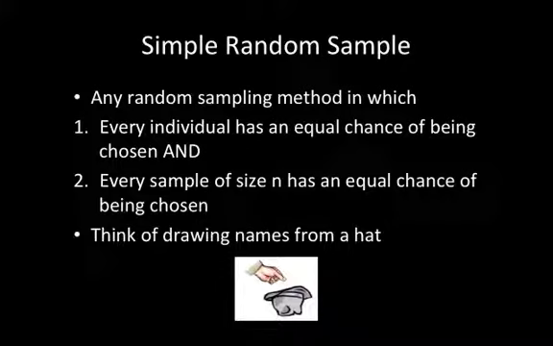They're thoroughly stirred, and then without looking, somebody reaches in, draws out an individual, and that individual becomes part of the sample. And then they mix up all the names in the hat again and reach in and pull out another name, and that person, or rat or plant, that individual becomes part of the sample until you get the sample.